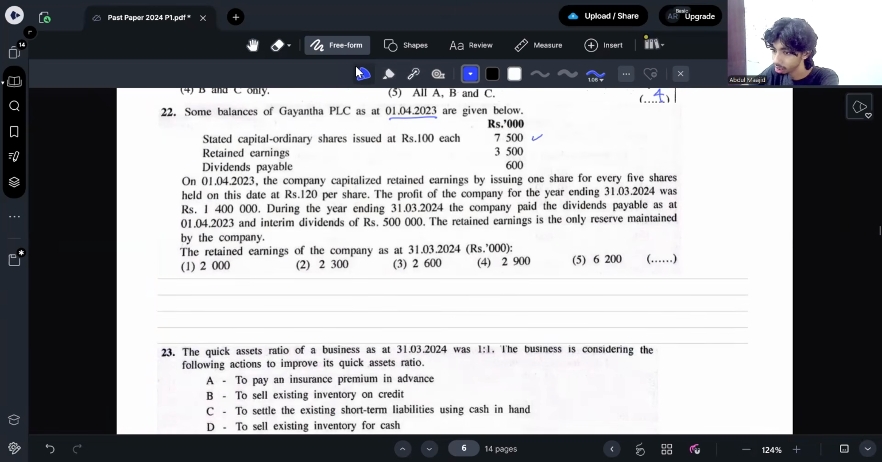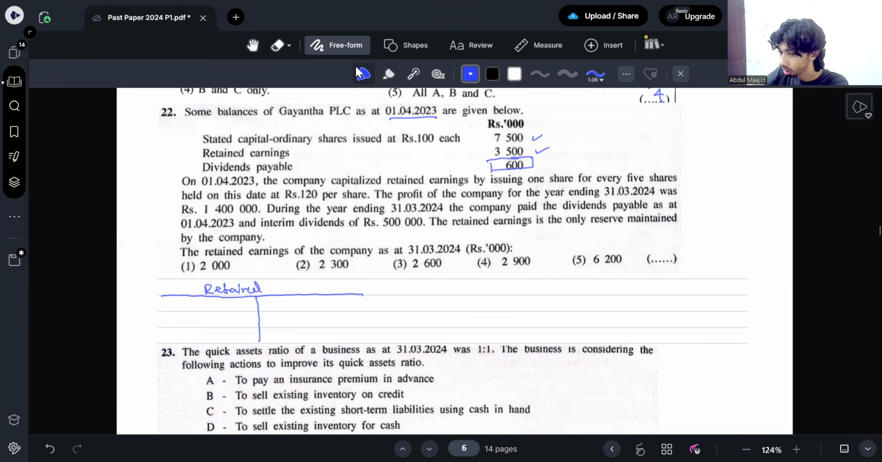Stated capital 7,500, retained earnings 3,500, dividend payable. Now, normally we don't have an account called dividend payable. But somehow in this question, they have recorded it as dividend payable. So they have allocated a portion and already kept it under dividend payable. So, what are they asking? We will prepare the retained earnings account.